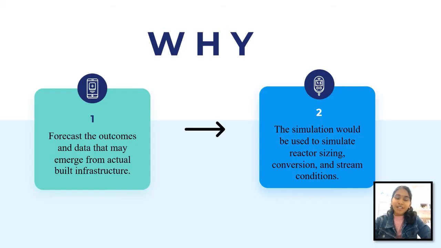Process modeling and simulation is very important in a process design. It can forecast the outcomes and data that may emerge from actual built infrastructure. Also, the simulation would be used to simulate reactor sizing, conversion, and stream conditions.